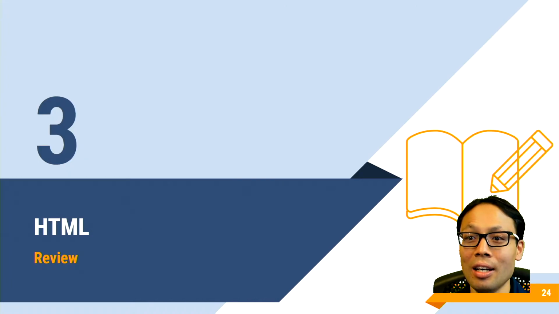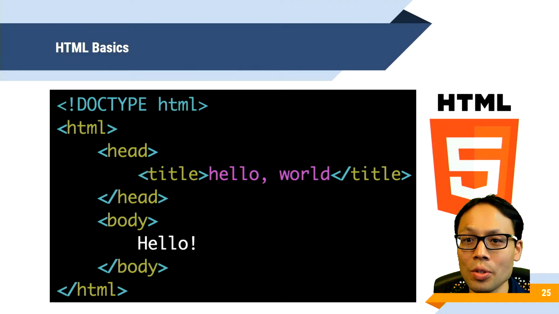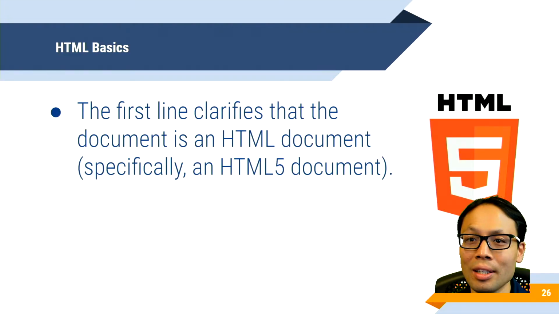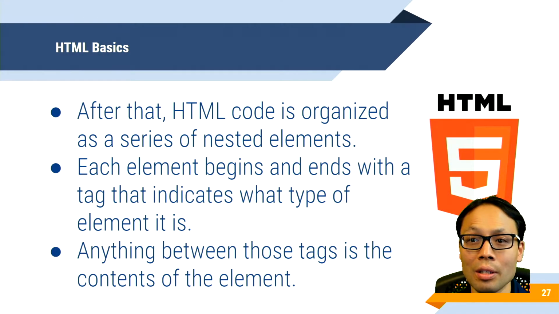So, another review of HTML here. This is a bare bones HTML file that would say hello. The first line clarifies that the document is an HTML document, and specifically an HTML5 document. After that, you'll notice that the code is organized as a series of nested elements. Each element begins and ends with a tag that indicates what type the element is, and anything between those tags is the contents of the element.